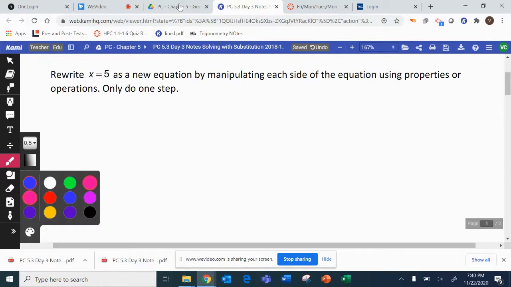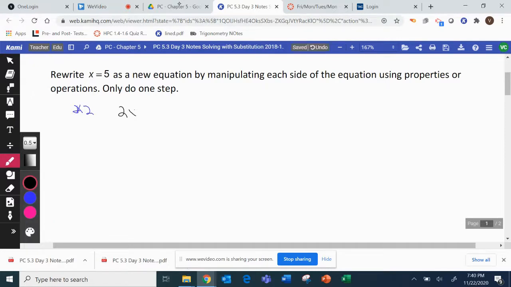X equals 5. We're going to rewrite that as a new equation by manipulating each side of the equation using properties or operations. Only do one step. For example, if I have x equals 5 and I multiply both sides by 2, I will then have 2x equals 10. If I solve that equation, I divide by 2 and I get x equals 5. It's exactly the same as the original.